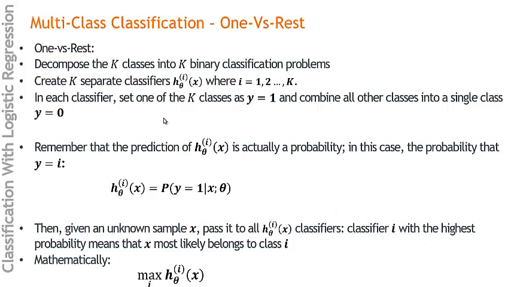So here's a recap. Decompose the classes into k binary classification problems. Create k separate classifiers. In each classifier, one of the classes becomes my y equals 1. Everything else becomes 0. Each classifier is going to give me a probability. Then when I take an unknown sample, I evaluate my h's for all my different classifiers, and I choose the classifier that gives me the maximum probability.